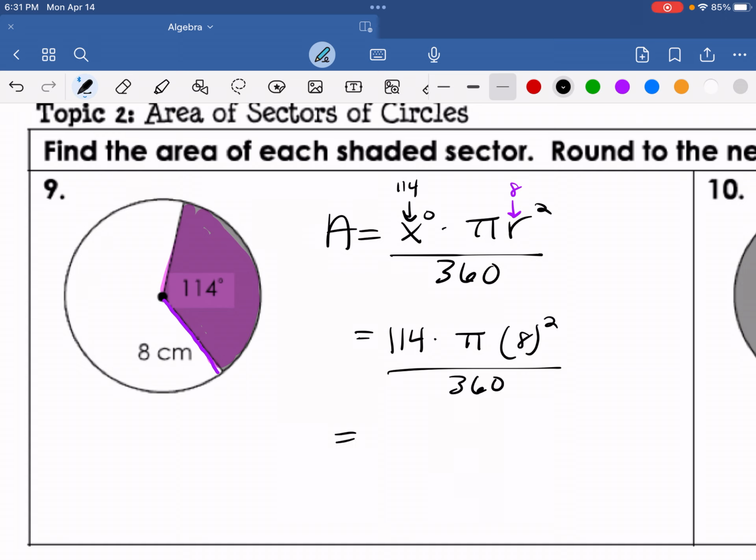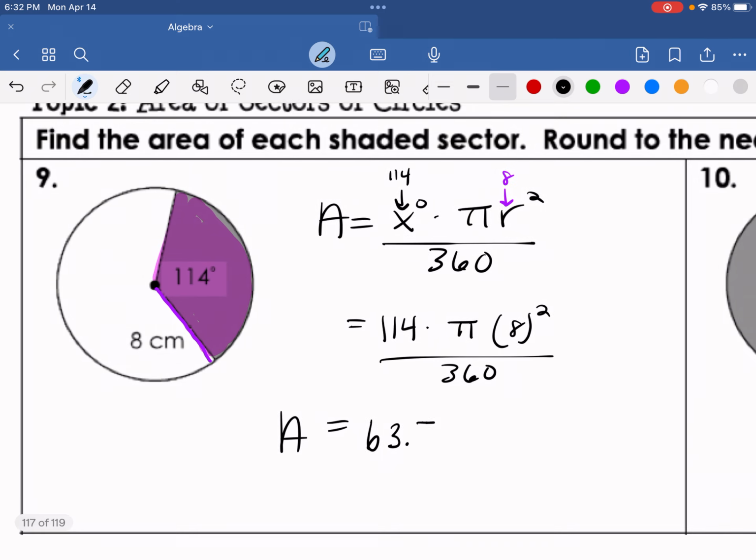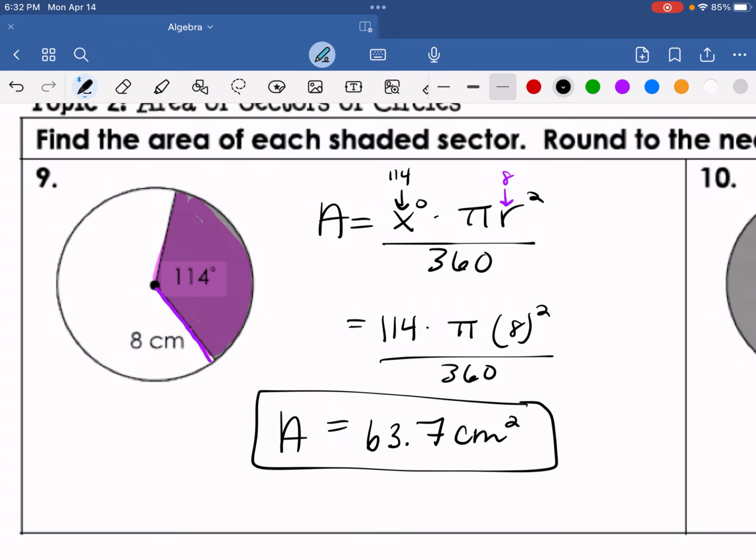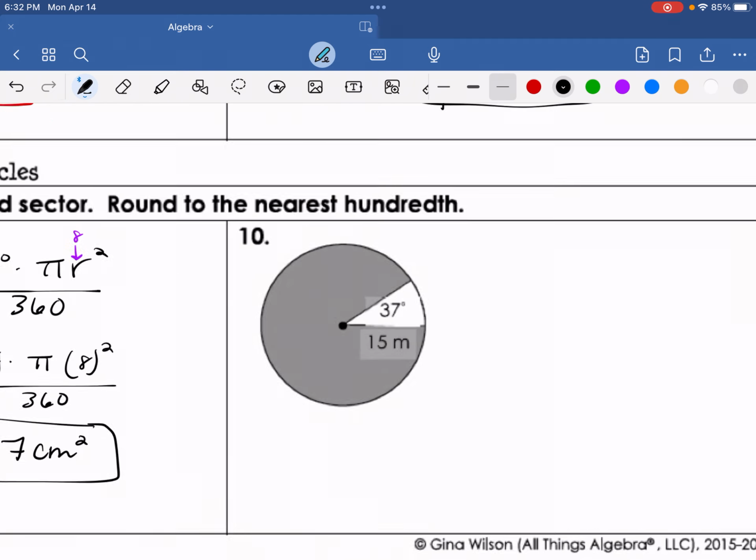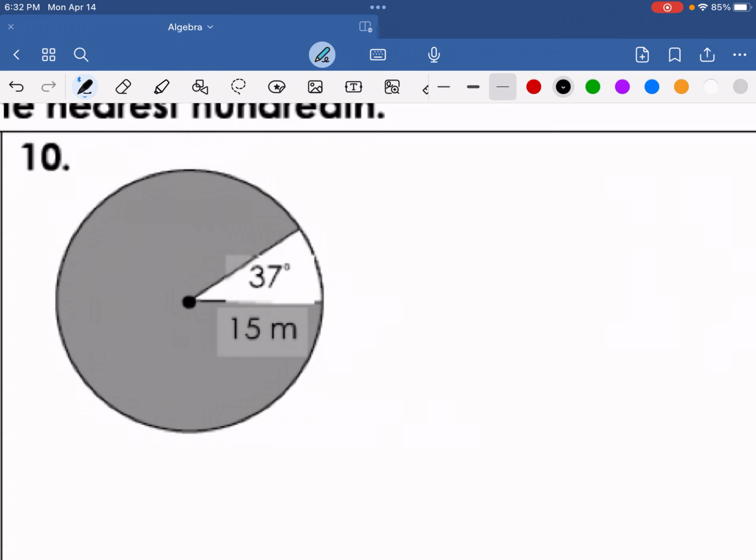And you just plug that into the calculator. 114 times pi times 8 squared divided by 360. And we get that the area of that sector is 63.7 centimeters squared. It is area, so it does go back to squared. Okay, number 10. Find the area of the sector.